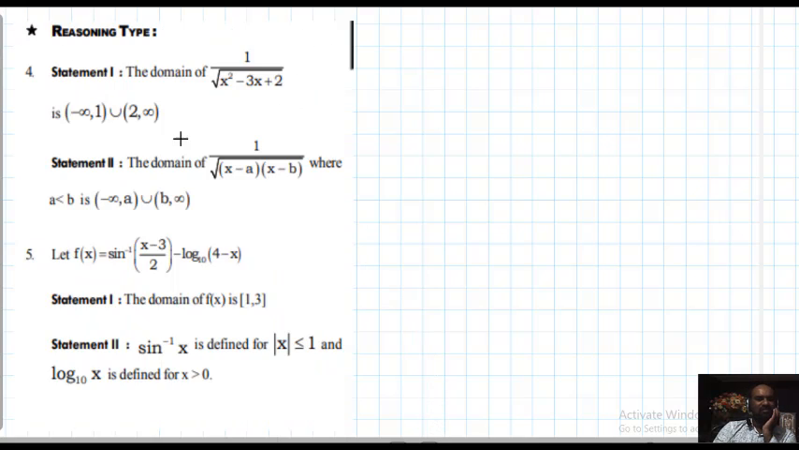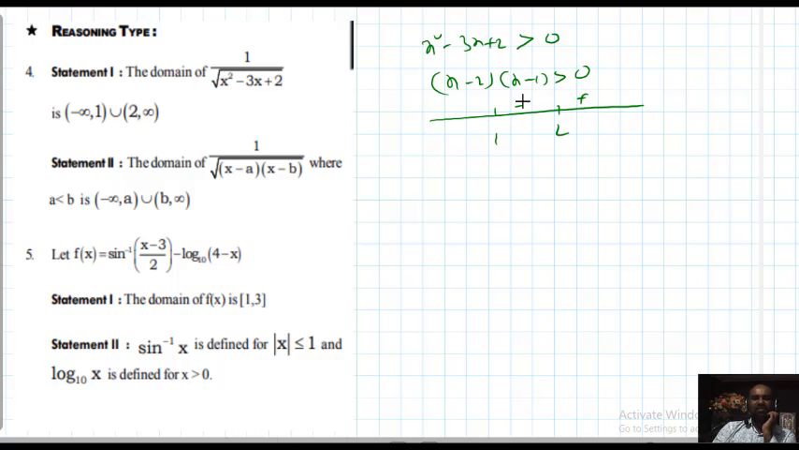I already explained the methods, just to find the range of this. x square minus 3x plus 2 should be greater than 0. That is (x minus 2)(x minus 1) should be greater than 0. The signs are plus, minus, plus, so x goes from minus infinity to 1, open. This is correct, and this explanation is also correct. So option 1 is the correct answer for this.